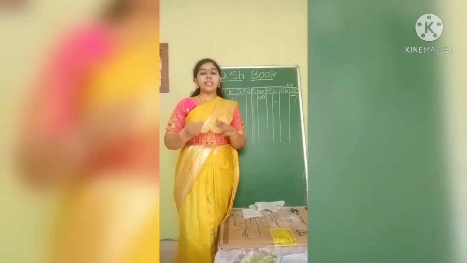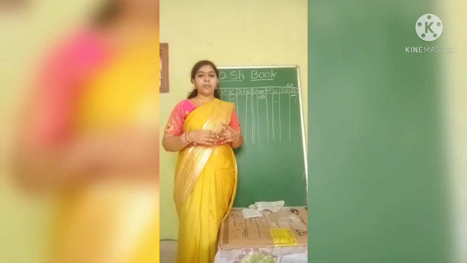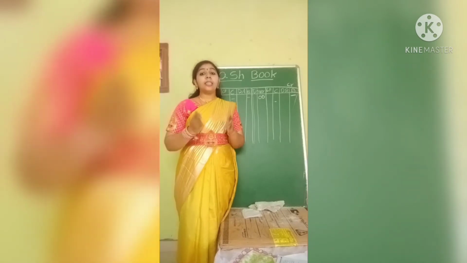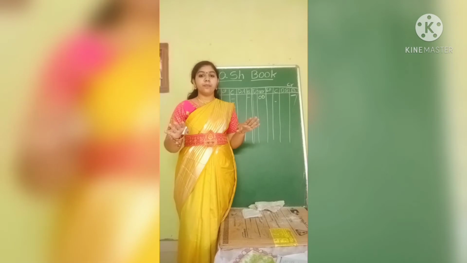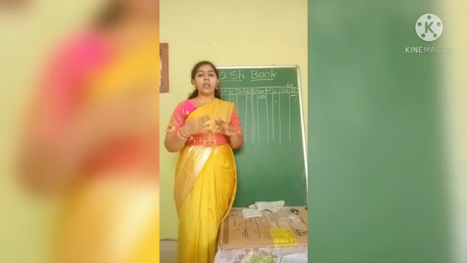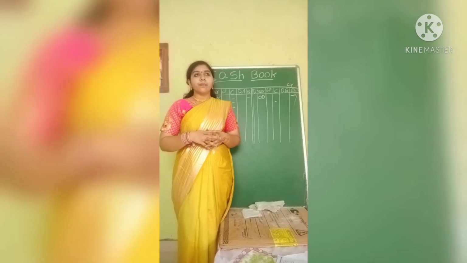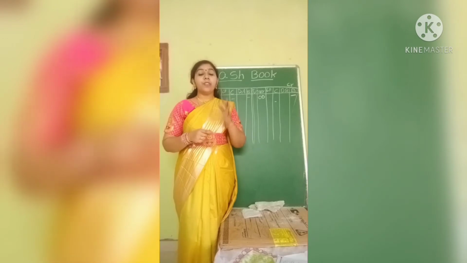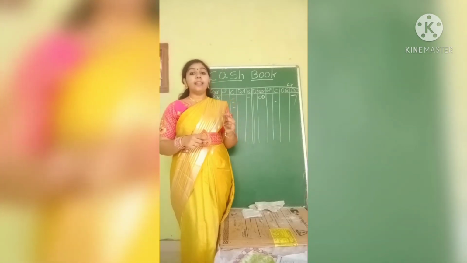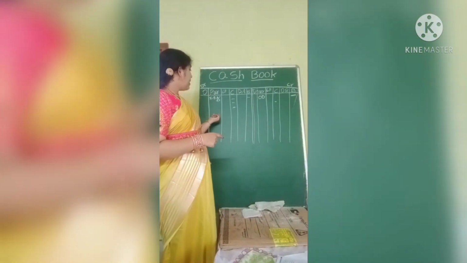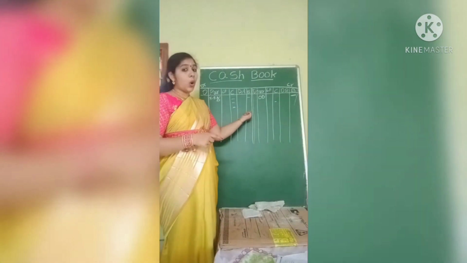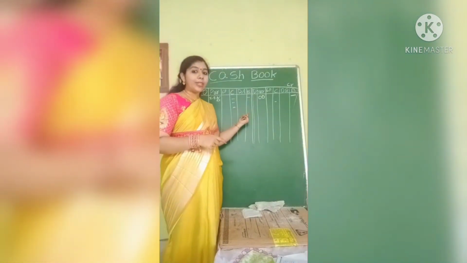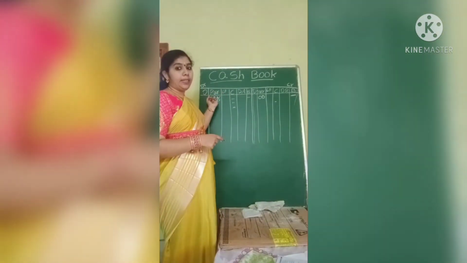And next one, a customer has given us a check, we deposited it in the bank, and the check has been dishonored. At that time, if the check is dishonored, we have to write the dishonored check amount in the bank column on the debit side.